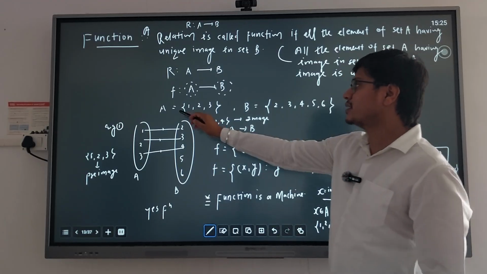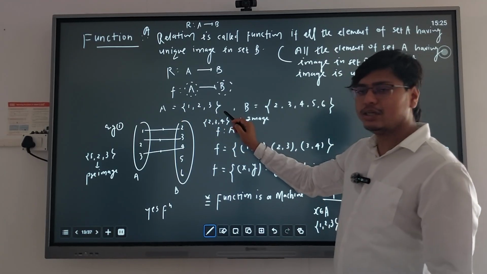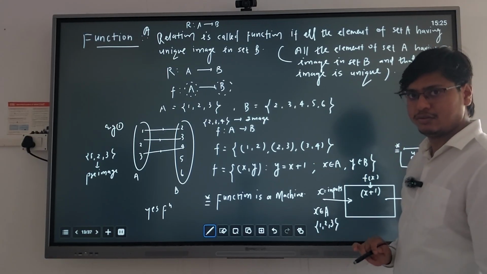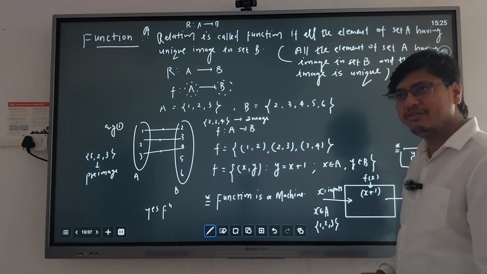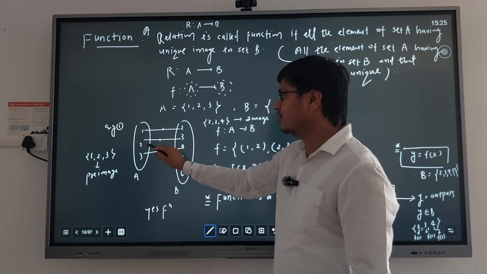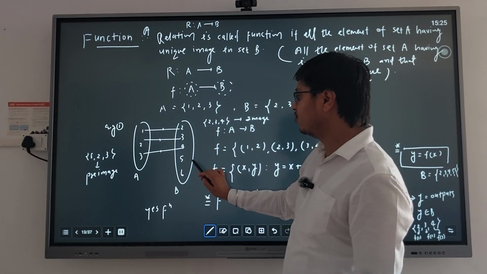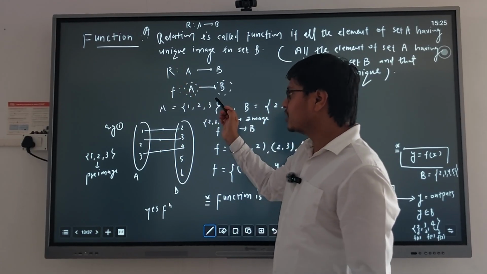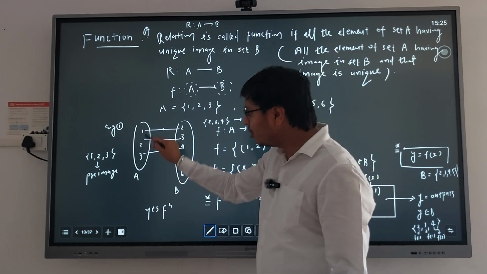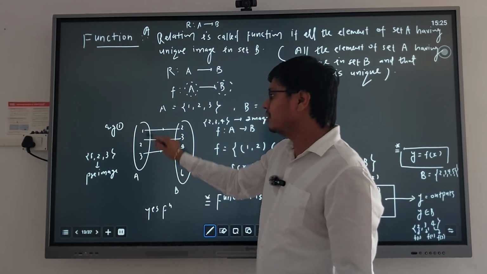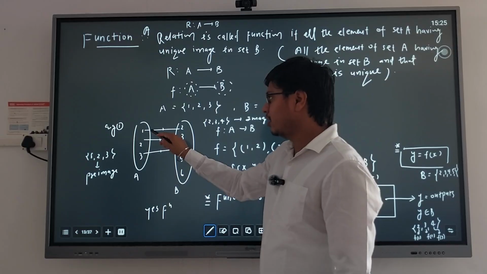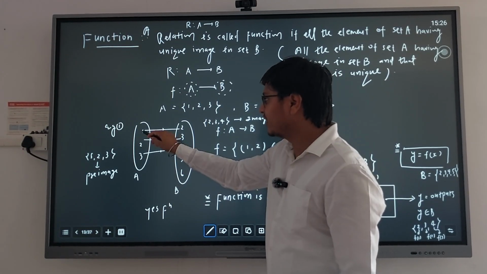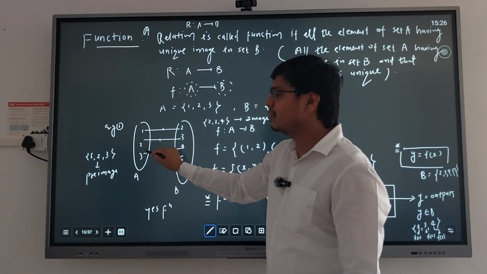For example, set A is given as having elements 1, 2, 3 and set B having the elements 2, 3, 4, 5 and 6. We can represent this visually, with set A having elements 1, 2, 3 and set B having 2, 3, 4, 5, 6. So what is the first condition for a relation to become a function? All the elements of set A must have an image. In set A, none of the elements will be blank. All the elements have an arrow, that is, all the elements have an image.